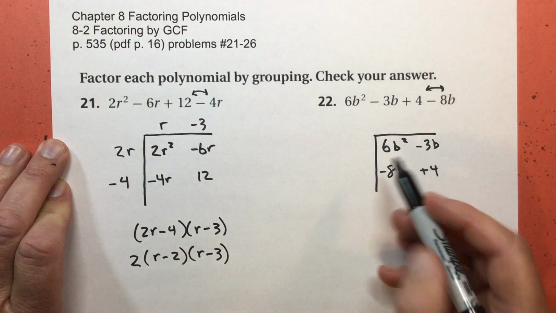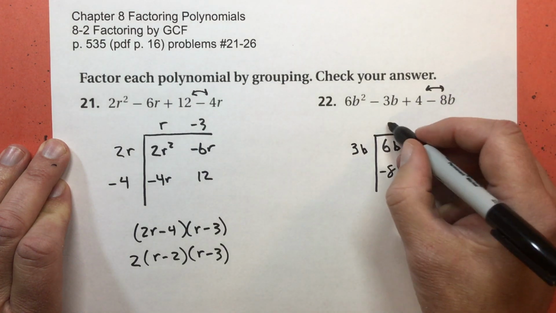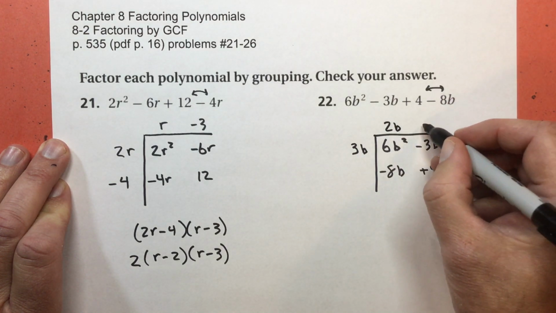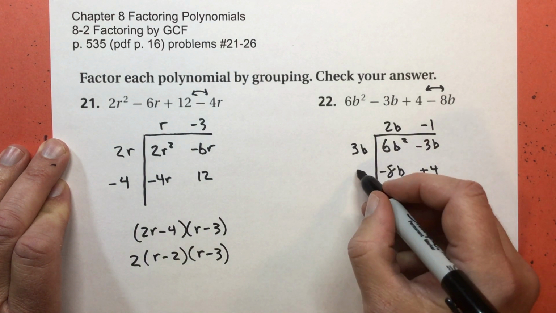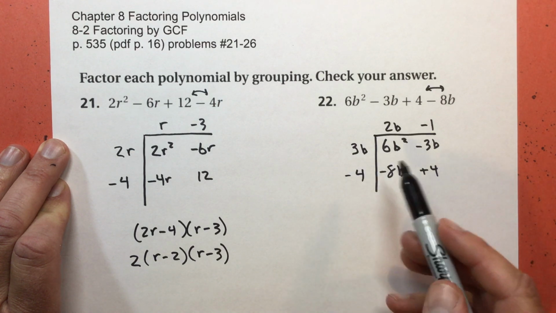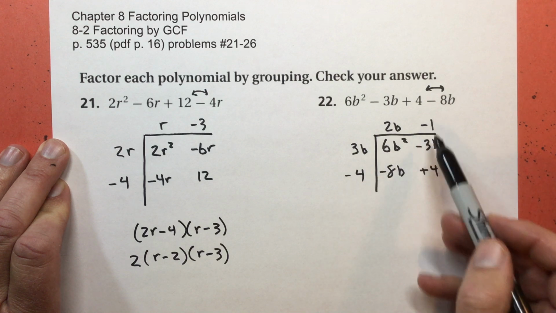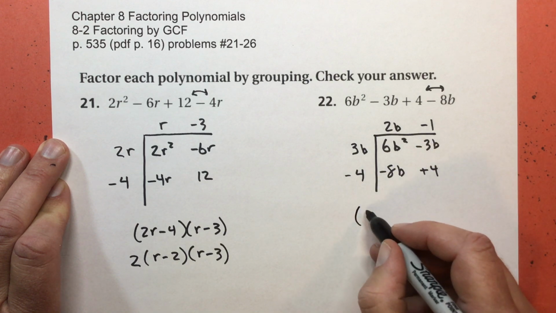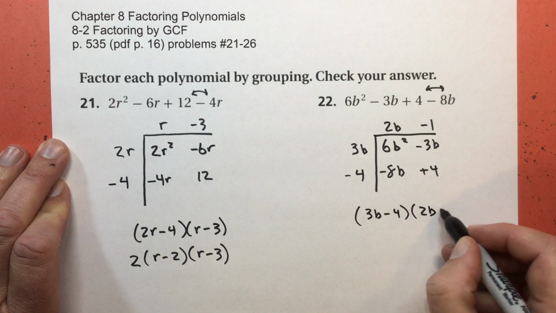What do these two have in common? They both have 3b. That left 2b here and left negative 1 here. What do these two have in common? 4, but I have to factor out a negative 4. Negative 4 times 2b is negative 8b, and negative 4 times negative 1 is positive 4. So 3b subtract 4, 2b subtract 1.